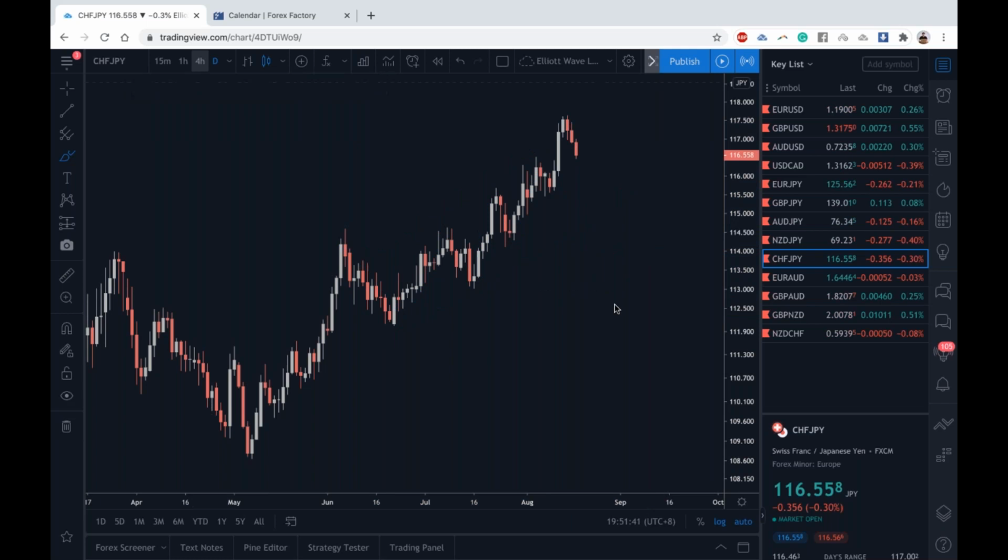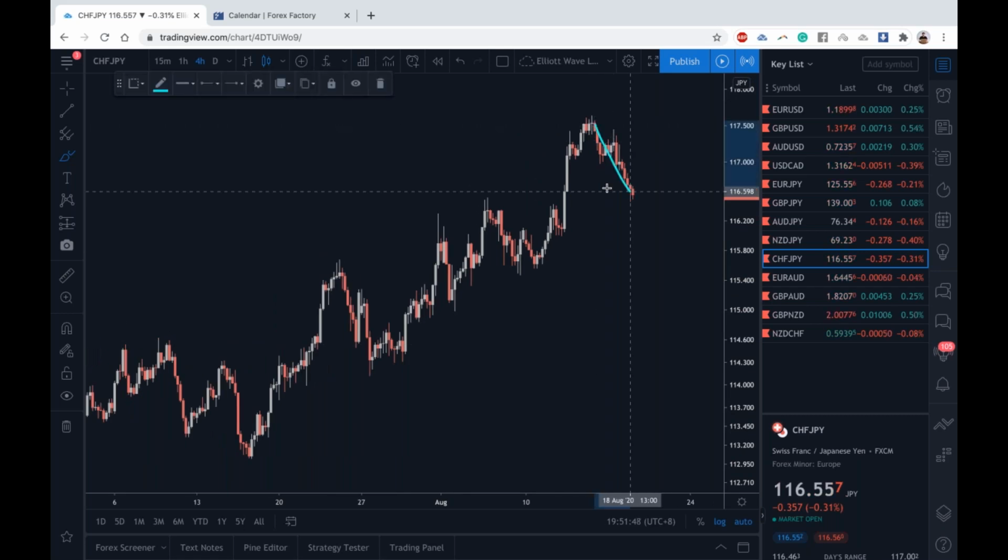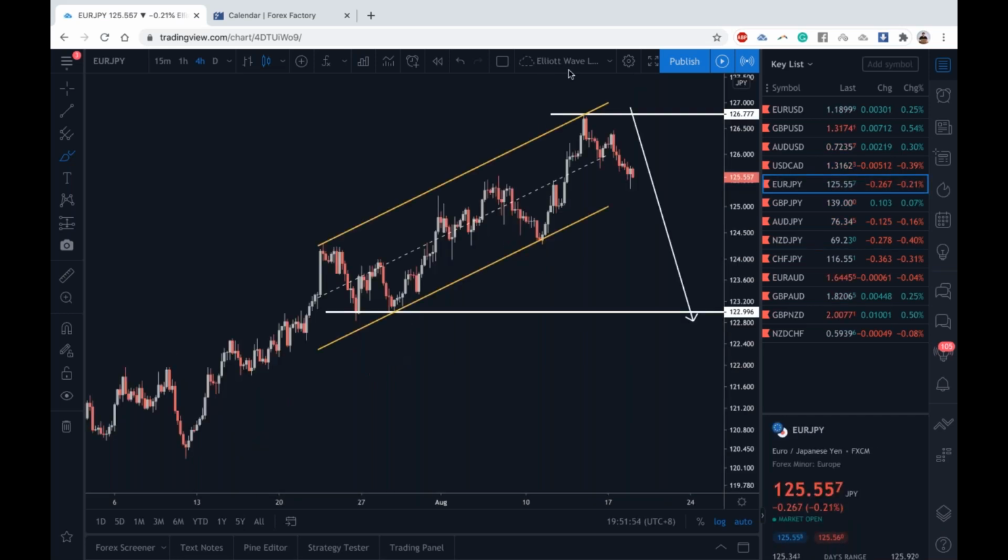Of course, you can see this is on the 4-hour. It's starting to move today. The yen pairs this week are pretty clear. So let me show you some examples. Okay, euro yen.